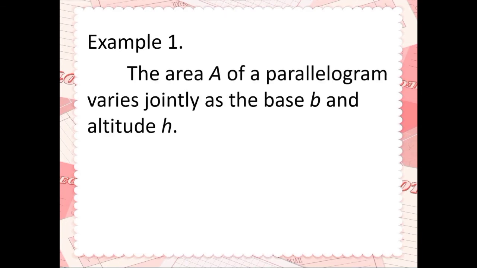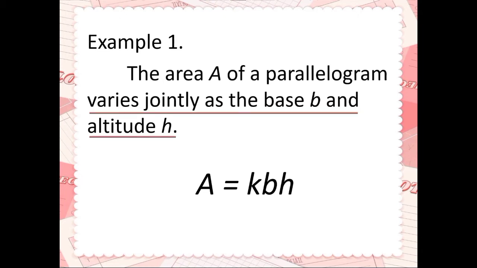The area A of a parallelogram varies jointly as the base b and altitude h. So the variation equation of this example is A is equal to kbh. So paano ba natin malalaman na ito ay example ng joint variation? It is because of the statement of varies jointly as the base b and altitude h.